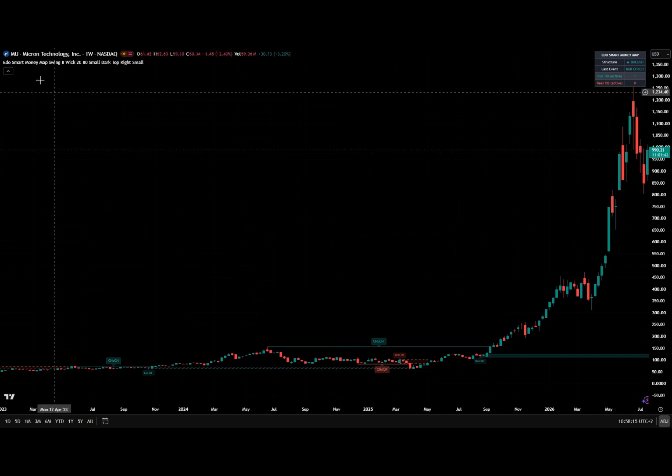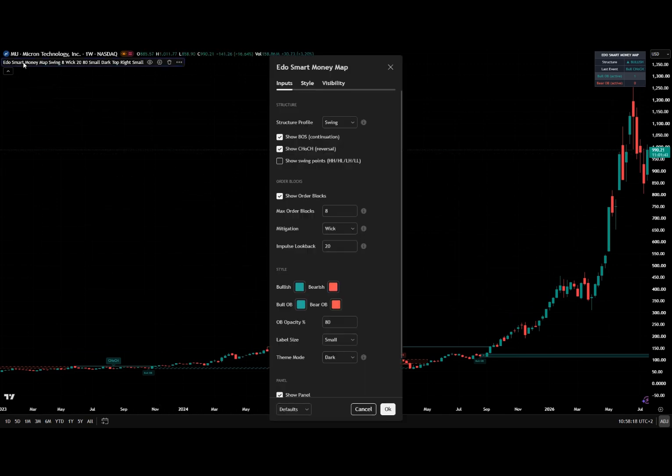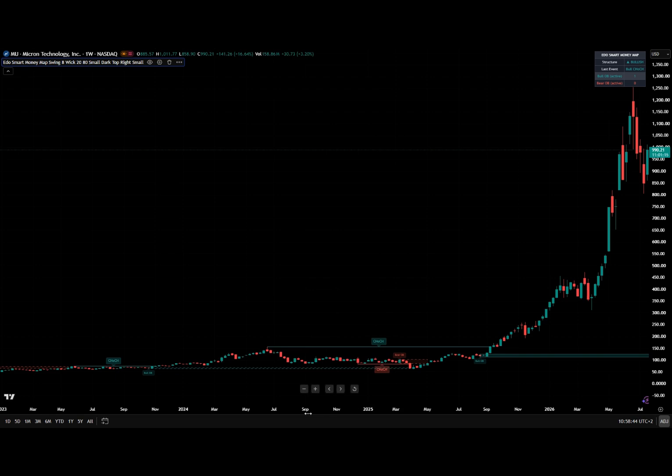The rest of the settings turn each layer on or off. You can show or hide the BOS labels, the change of character labels, and the raw swing points. You can toggle the order blocks, set how many to keep, the mitigation mode, the colors, and the panel. On Micron weekly the defaults show structure and blocks together, strip it back to just what you need. Everything here is presentation, the structure logic underneath doesn't change.